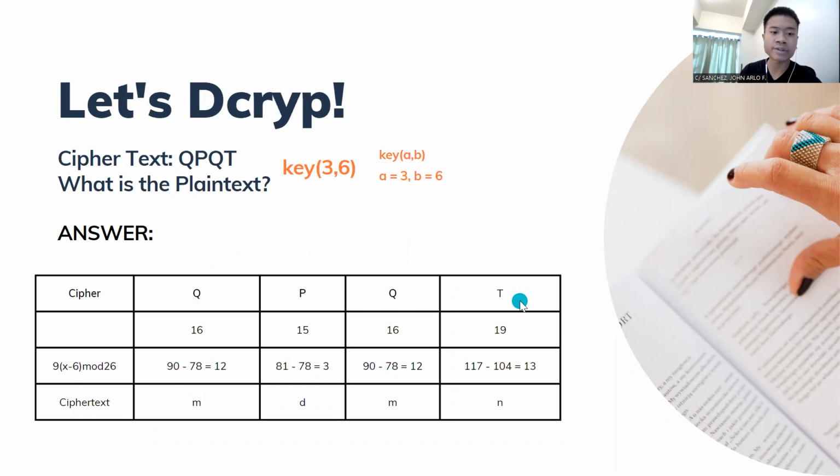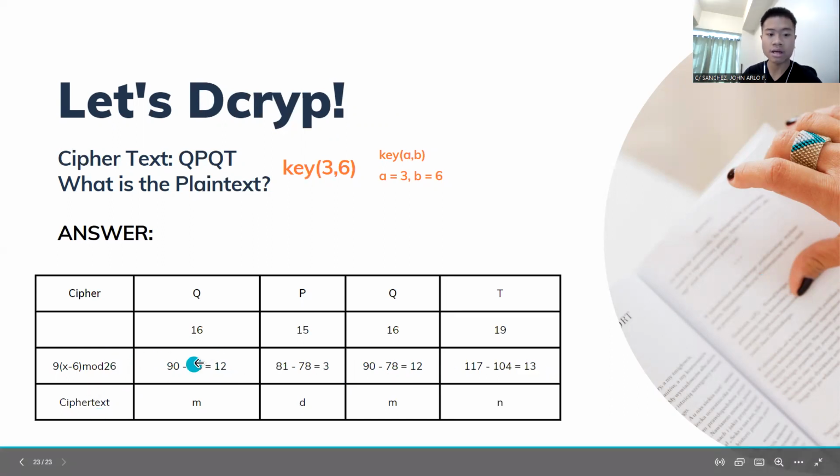We convert the letters to numbers, 16, 15, 16, 19. Then we input these numbers into the formula. Then we get 90, and then we subtract by the multiple of 26 that's closest to 90, which is 26 multiplied by 3 is 78. So we get 12, and here we get 3, we get 12, and we get 13. Okay, then we convert these back to letters. You already know how. It's M, D, M, N, Mudman.